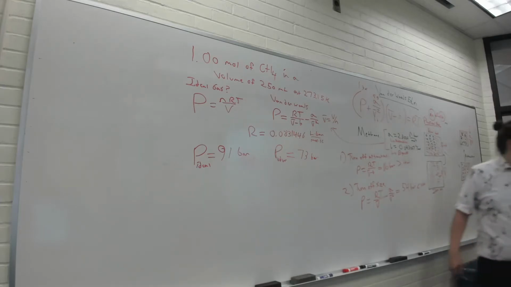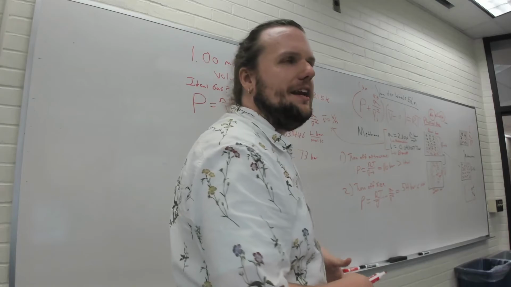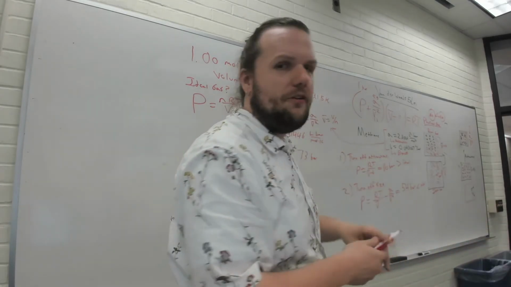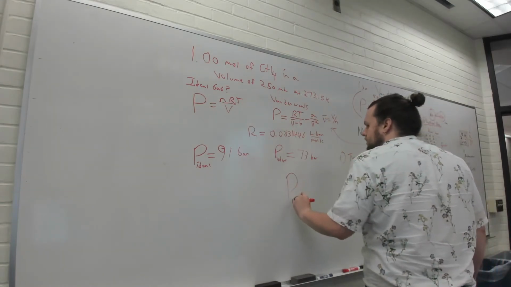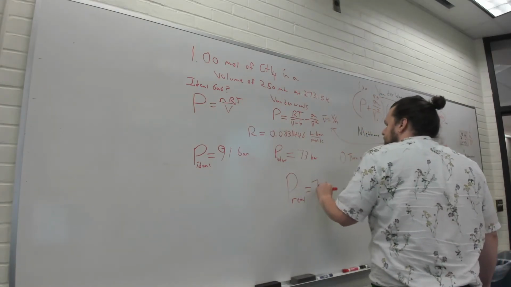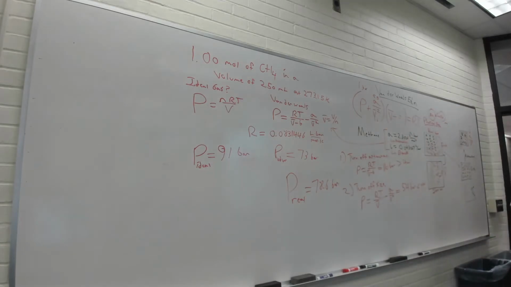Now, the real answer. Of course, I'm saying all of these things, but these are just numbers floating in the air, right? We don't know if any of them are correct. The real value is 78.6 bar. So van der Waals does very well, right? Ideal gas does very poorly.